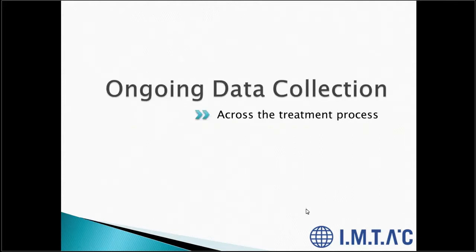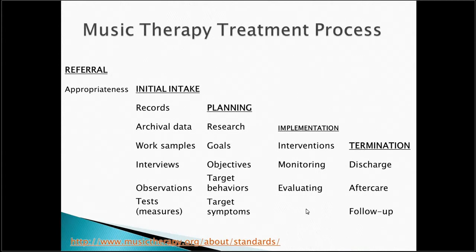So another characteristic of a database model of assessment in music therapy is this ongoing characteristic. So in music therapy, we're constantly collecting, we're constantly assessing. And this is a treatment process that's outlined. It's based loosely on the American Music Therapy Association standards of clinical practice. And it starts with referral, and then it moves down through termination. And under each one of these headings are different tasks or goals that occur during each one of these general stages of the treatment process.